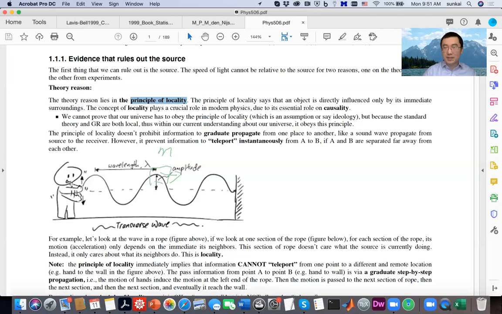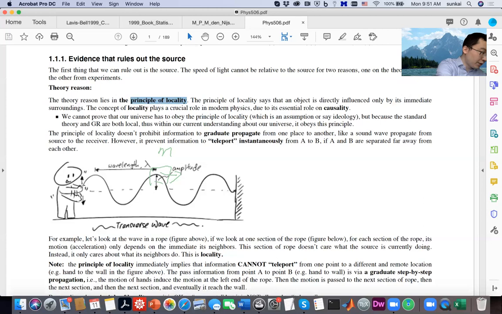And the principle of locality immediately proves to us that the velocity, if we measure it here, cannot be defined relative to the source. Because this measurement doesn't even have any information about the source at the same time point. Okay, so that's the main goal. From the principle of locality, we know that doing a measurement here, we don't care about the source, so the speed of sound, or speed of light, or speed of any waves cannot be relative to the source.